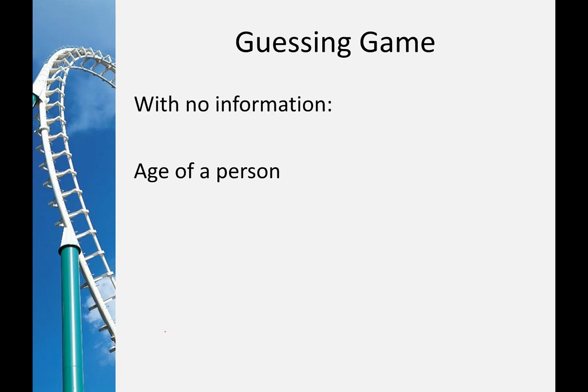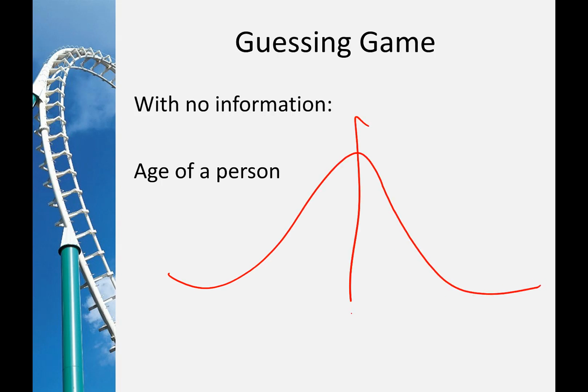The answer is, the best guess to the answer to this question is the mean, mu. The best answer to this question is not actually a number, it's the mean. Why is it the mean? Why is the mean the best guess as to what the age of a person is? It is the average. Think back to our curve.